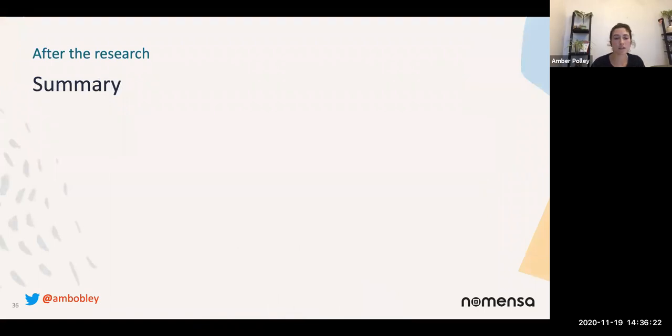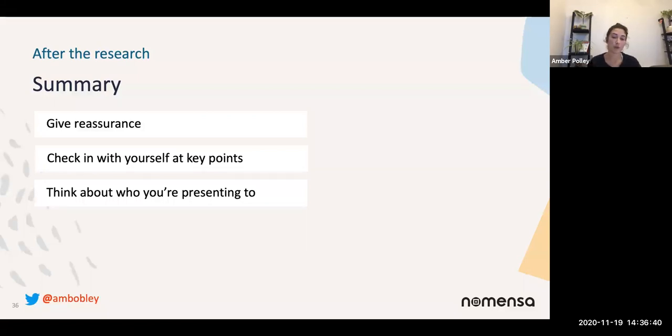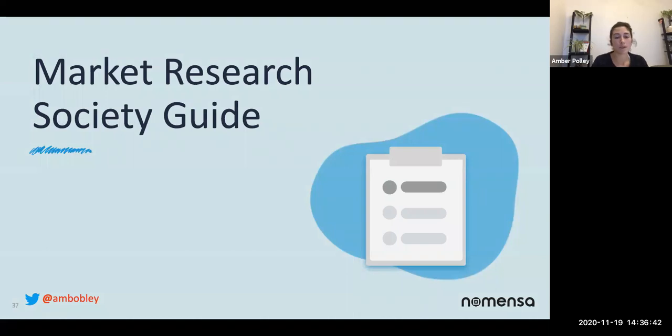So to summarize: give your reassurance, either immediately after or via email, about how you're going to collate your research and who's going to have access. Check in with yourself at key points. This is a really key time to make sure that you're okay and protecting yourself after you've conducted this type of research. Think about who you're presenting to, and pre-warn and protect them as well. So I thought that'd be quite a nice way to conclude.